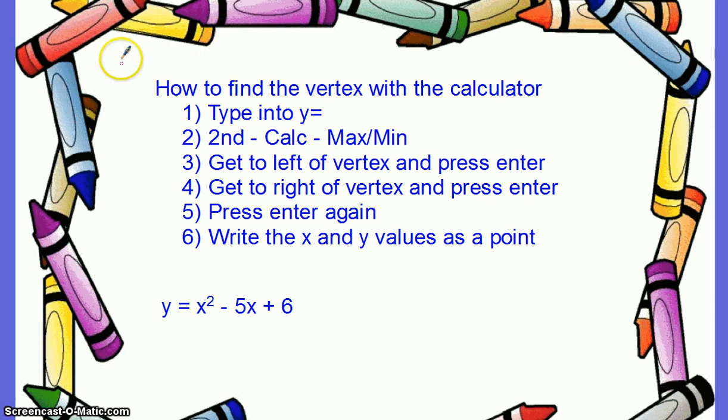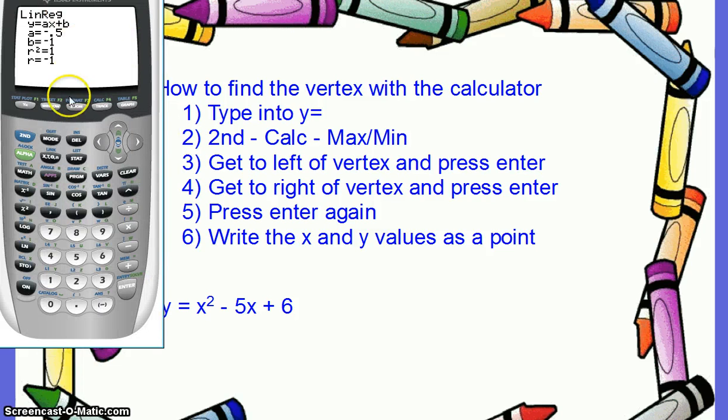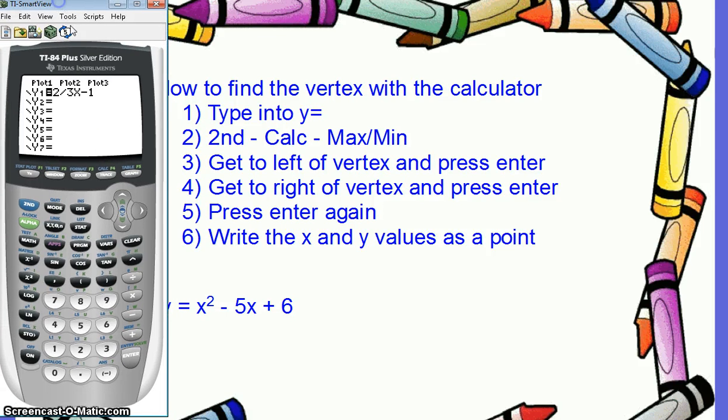So to find the vertex with the calculator, you type your equation into y equal. Make sure everything is on the same side of the equal sign before you do that. Like for this one down here at the bottom of the page, we would clear our y equal and say x squared minus 5x plus 6. Take a glance at your graph. Remember, you want to start out at zoom 6.